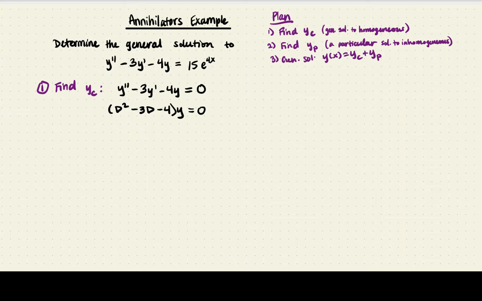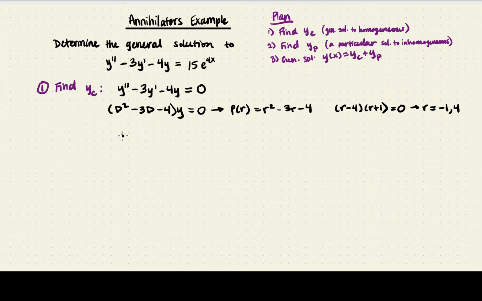So that tells us that our auxiliary polynomial, p of r, is r squared minus 3r minus 4. We can factor this polynomial to get r minus 4 times r plus 1. And we want to find the roots of this polynomial, so I'm going to go ahead and set that equal to 0. So this tells me that my roots are -1 and 4. It's the two roots of this polynomial.